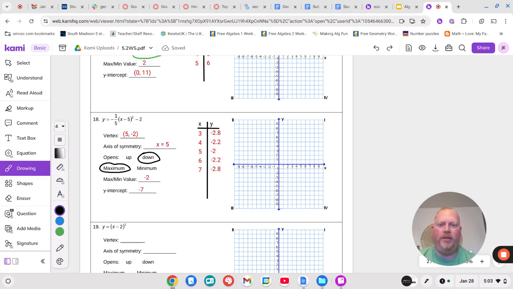All right, so let's plot those points. And I get 3, and then almost negative 3. And then 4, and almost negative 2, just a little bit past negative 2. 5 is going to be right at negative 2. And then 6 is a little bit below that. And 7 is almost at negative 3. And if I wanted to, I could plot the y-intercept, which I know is going to be negative 7. And then because it's symmetrical, I know this point over here would also be negative 7.